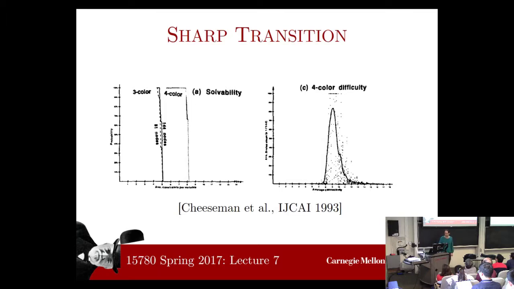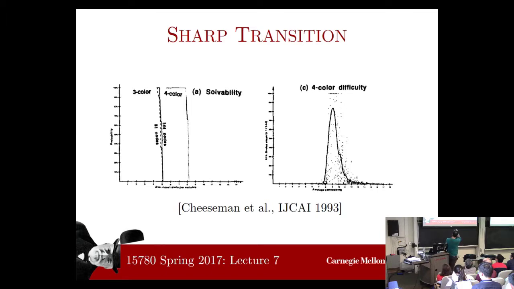So here are the original graphs from the original paper that noticed this phenomenon. It's a paper from IJCAI, which is a big AI conference, '93. They actually showed this for graph coloring. They looked at 3-coloring and 4-coloring. The resolution is very bad because that's the copy of the paper that's available online, but I'll try to explain what's going on. It's the exact same graph that we saw before.